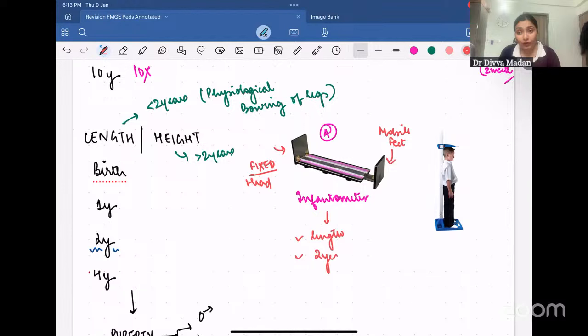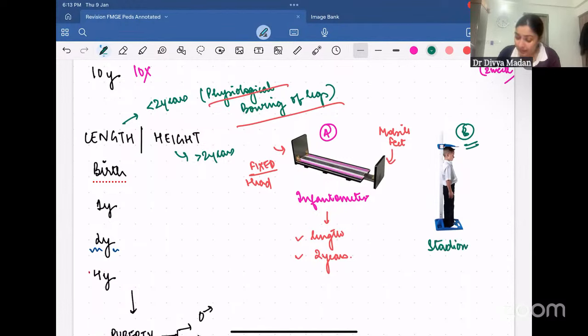till 2 years of age. And why are we doing this? Because of the physiological bowing of legs, right? What about height? What device do I use to measure height? I use this device. What is this device? This is nothing but the stadiometer.